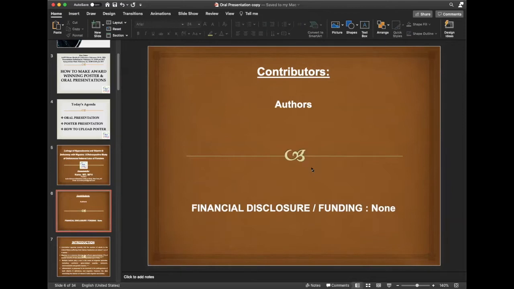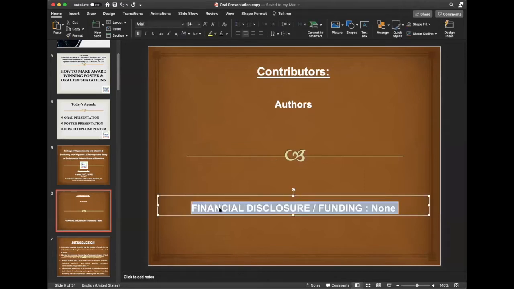Ideally, if you don't want to make it mixed and congested, you can simply choose this option, putting contributors in separate slides with financial disclosure. Without this financial disclosure, no presentation will be complete, because all presentations, not posters, oral presentations, will be original studies. So all original studies must have financial disclosure and funding, which you are going to mention here.